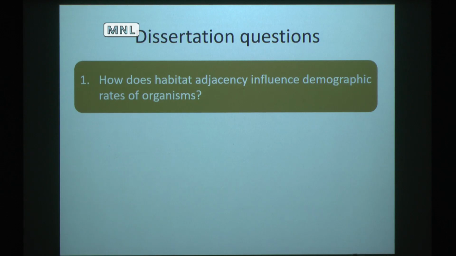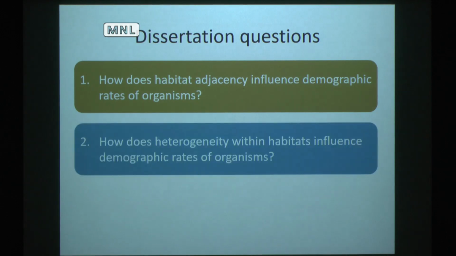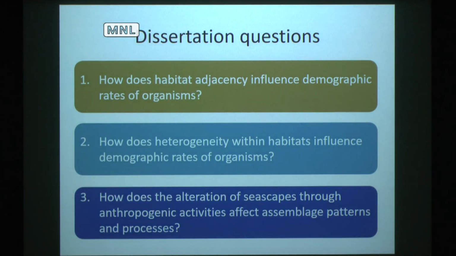demographic rates of organisms. Question number 2, how does heterogeneity within habitats influence demographic rates of organisms? And question 3, how does the alteration of seascapes through anthropogenic activities affect assemblage patterns and processes?